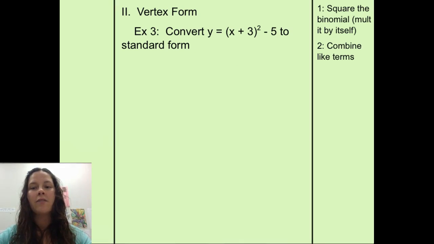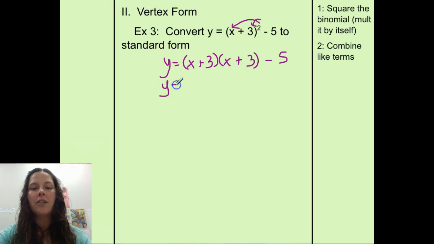Next, we're going to take a look at vertex form. It's kind of similar to what we just did on that last one, where we're going to multiply our x plus 3 by itself, and then after we're done multiplying, we'll subtract that 5. First, we're going to write this out the long way. X plus 3 squared means multiply x plus 3 by itself. So again, it's really tempting for some students to just distribute that square, but you miss part of the answer if you do it that way.